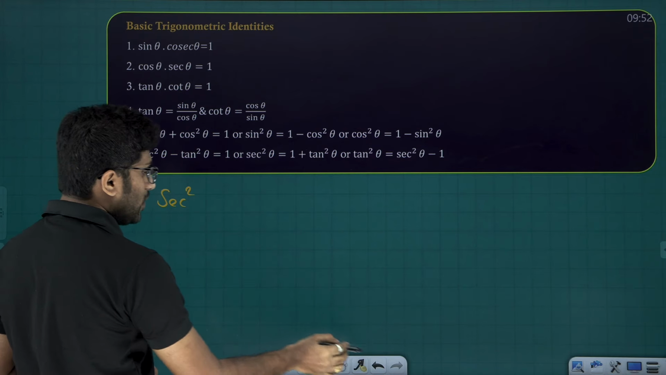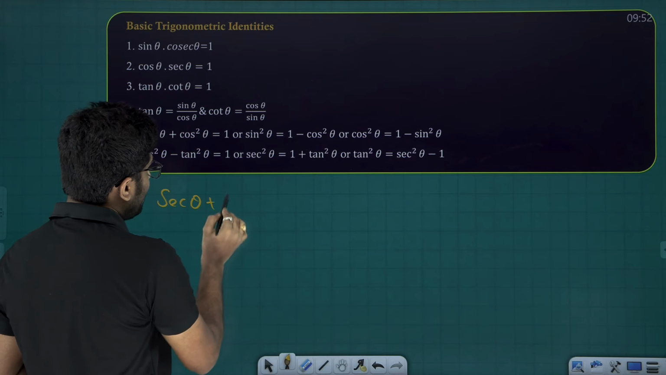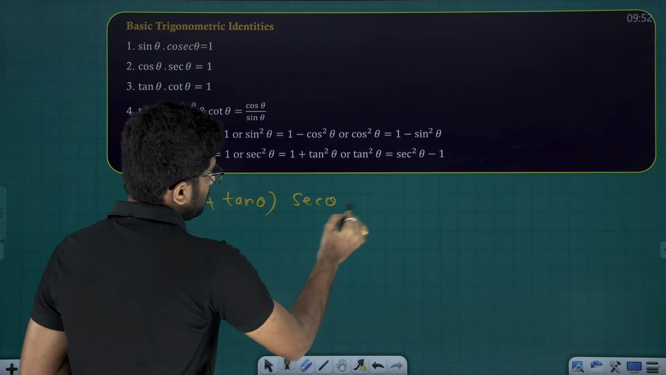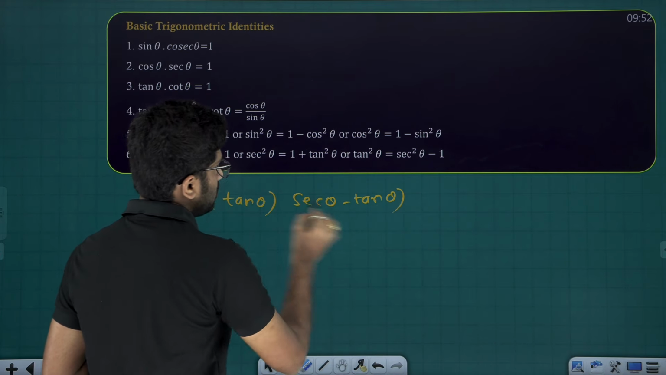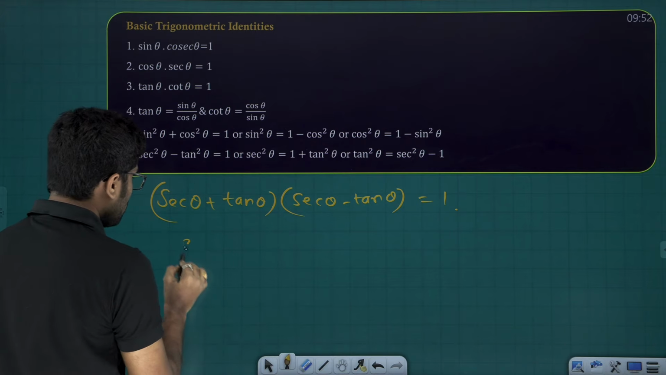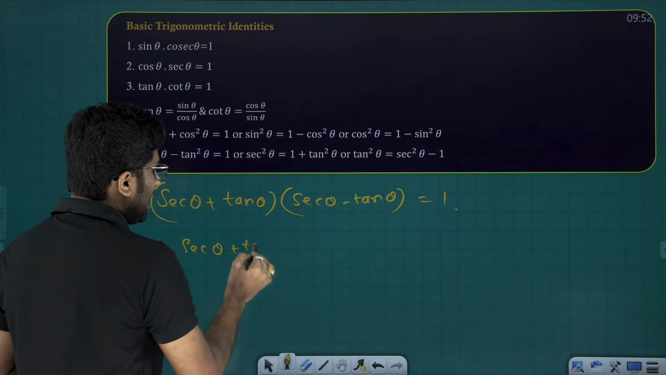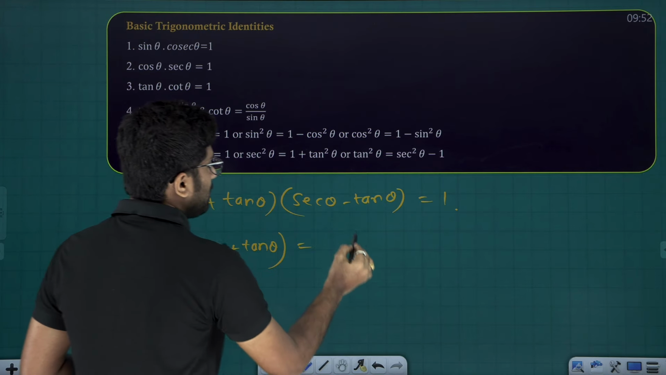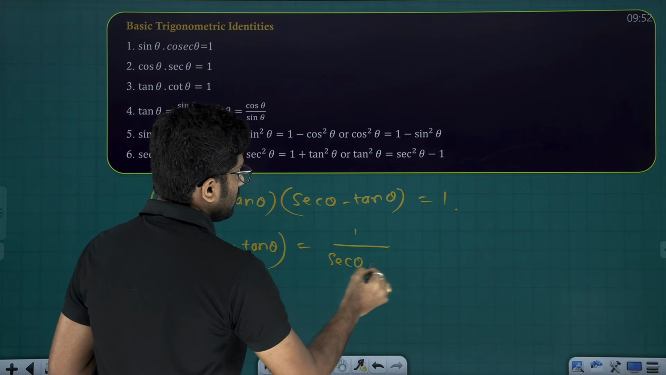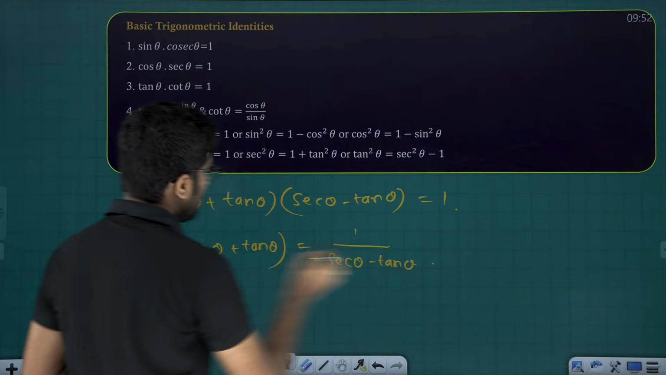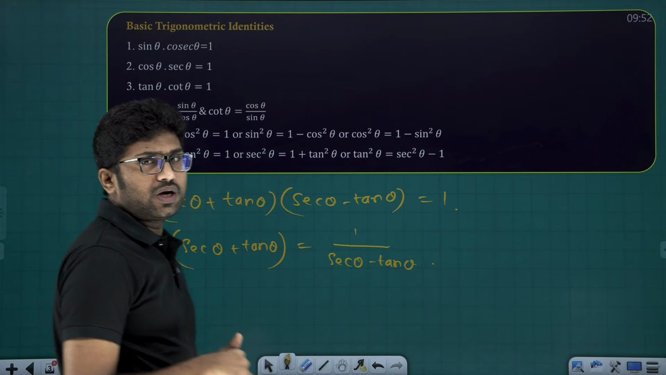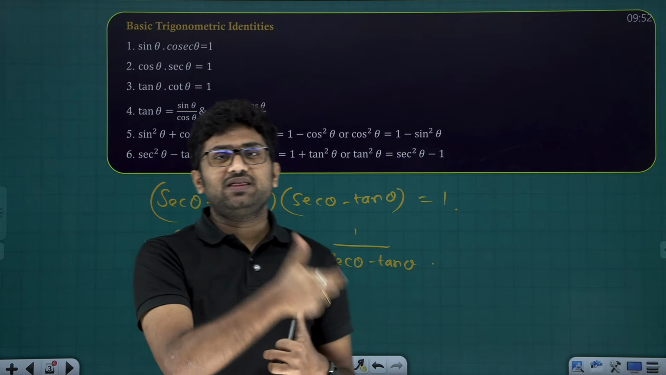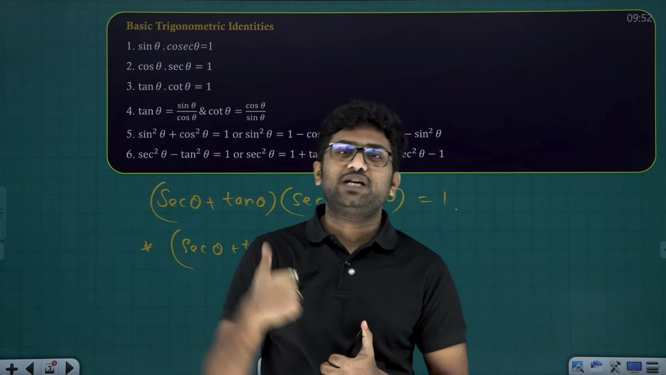This is of the form a square minus b square, so we can write it as a plus b into a minus b. So secant theta plus tan theta and secant theta minus tan theta are reciprocal to each other. Whenever you come across secant theta plus tan theta, immediately take the expression secant theta minus tan theta, which is the reciprocal of the given part.